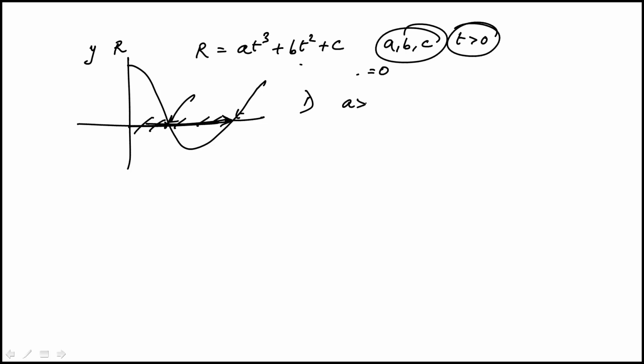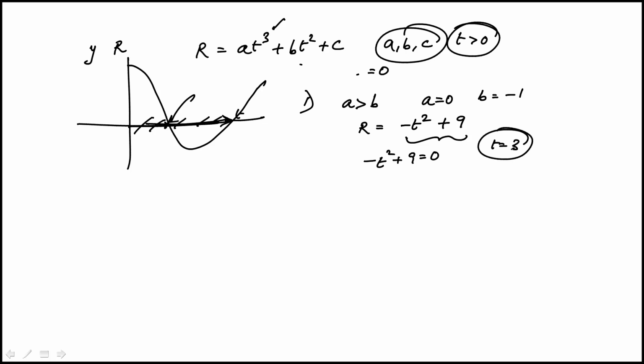So we'll start with statement 1, which says a is greater than b. We can think with numbers, and what I'm going to try to do is a yes and a no. So let's say a is 0, because I really want to get rid of that cubic part. B is minus 1. So then r is minus t squared plus, let's say c is 9. You'll notice that minus t squared plus 9 can be equal to 0, and a positive value of t in this case would be 3. So is there a positive value? The answer would be yes.